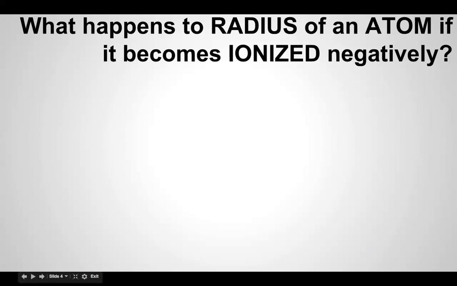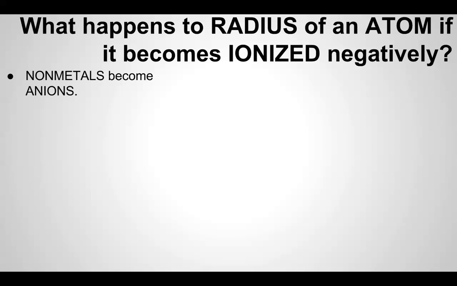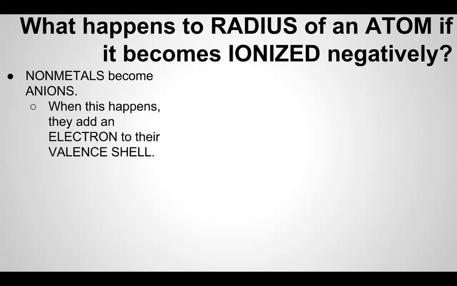Next, I'm going to ask you the opposite. What happens to the radius of an atom if it becomes ionized negatively? Okay, well we know nonmetals are the ones that become negative, or they're called anions. When this happens, they add an extra electron or electrons to their valence shell.